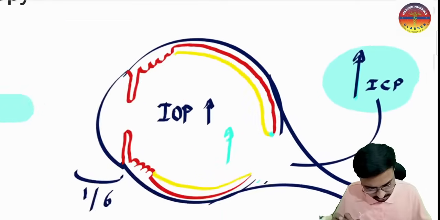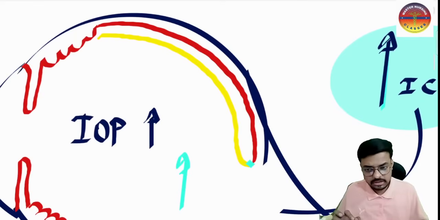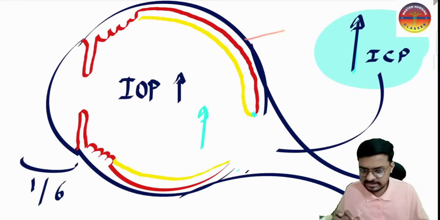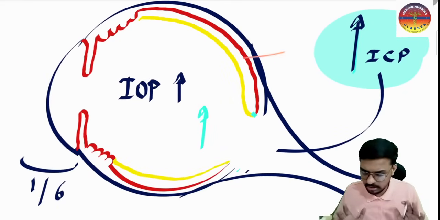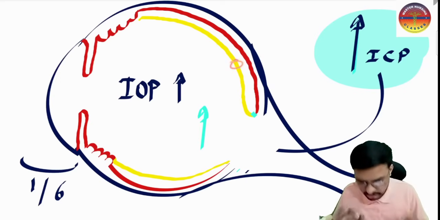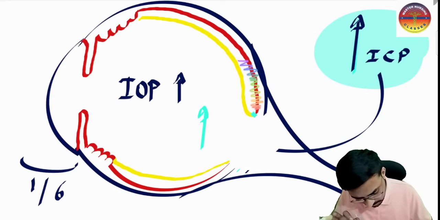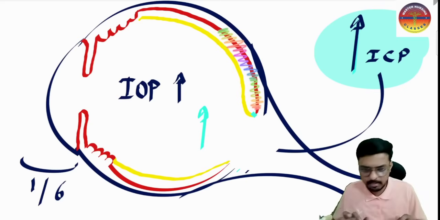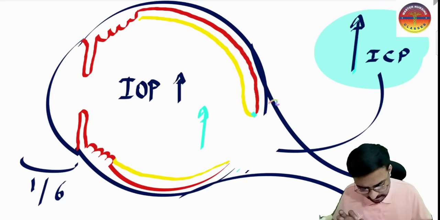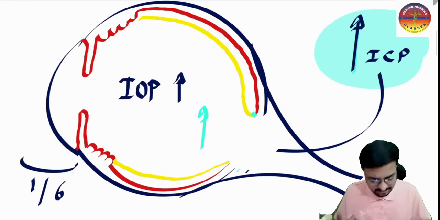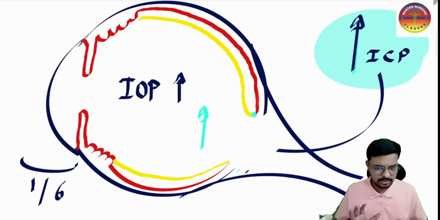So we have 3 layers. One is the outermost sclera, the middle one is the choroid, and the innermost is the retina. The choroid is the pigmented layer, which has the highest blood supply among the 3 layers. Among the 3 layers, which one is the pigmented layer? That is our choroid. Okay, that is very important.